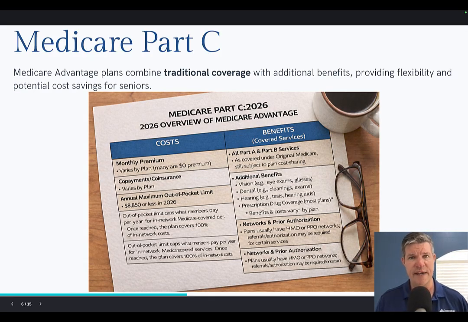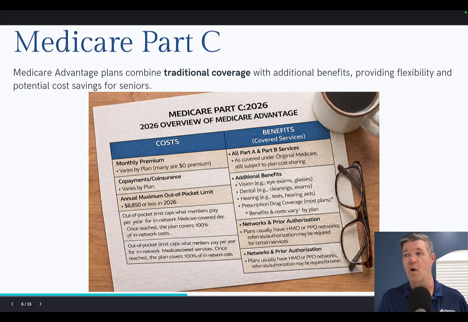Now, the other thing that these plans have, because they're HMOs and PPOs, is what's called managed care. Another thing they have is a network of doctors. You have to go to their doctors. HMOs are very strict. You can only go to their doctors. If you go to a doctor that's not on the list, you're just on your own. The insurance company isn't going to pay a penny.